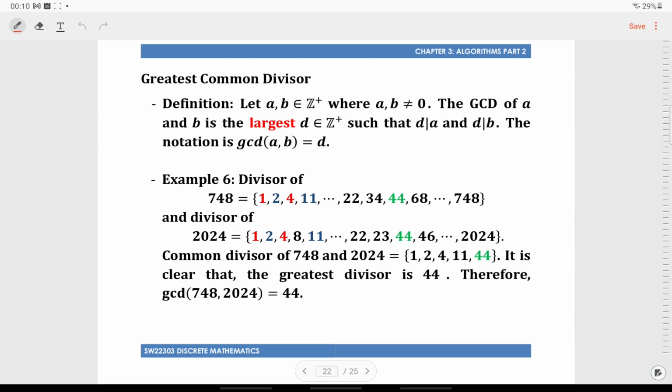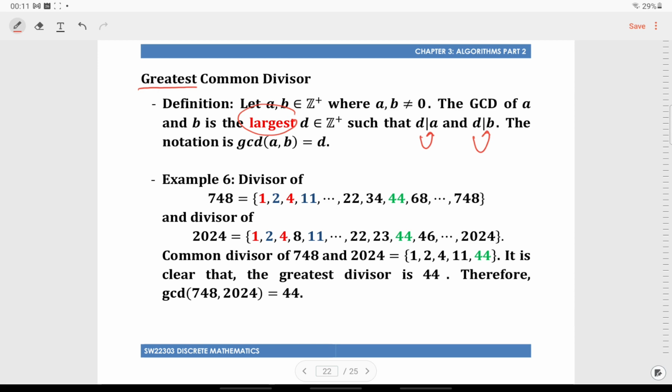We define two positive integers, a and b, where a and b are not equal to 0. The greatest common divisor of these two numbers, a and b, is the largest integer d that divides both numbers a and b. That means d is the largest positive integer that divides a and also divides b. We are looking for the largest one, so we call it the greatest common divisor. Greatest means the largest one, the largest common divisor between a and b.